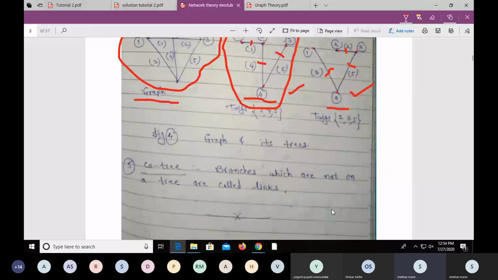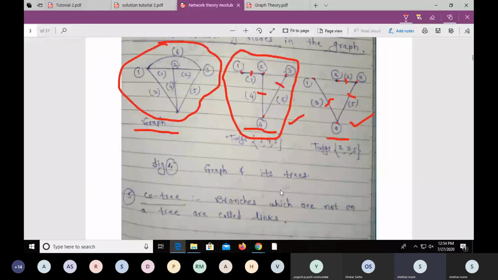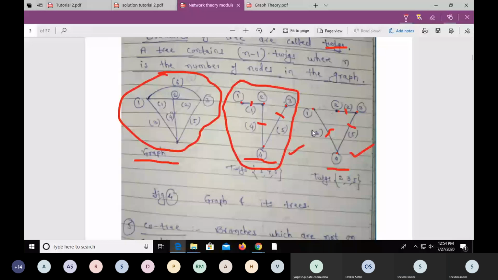So this is an example of a graph and trees. Have you understood this? Yes, sir.